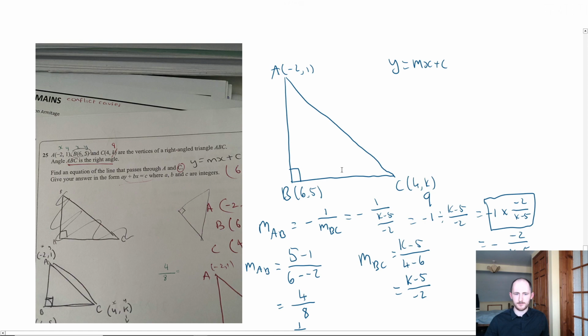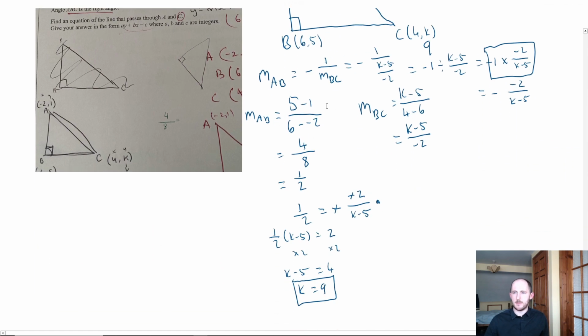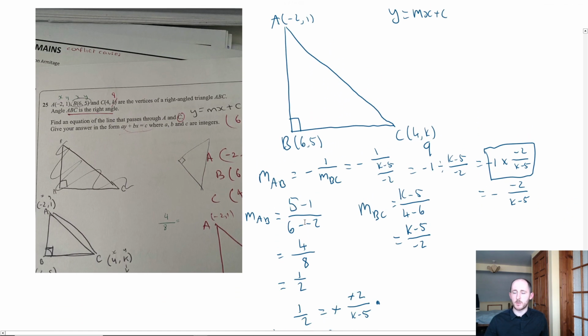Okay. So yeah, Hannah, MAB and MBC, cool. So to work out the gradient of any line, all you do is the difference in the y coordinates over the difference in the x coordinates. Can you see the y coordinates for this are 5 and 1? So we do 5 take away 1. Then with the x coordinates, that's 6 and minus 2, so you do 6 minus minus 2. Yeah?